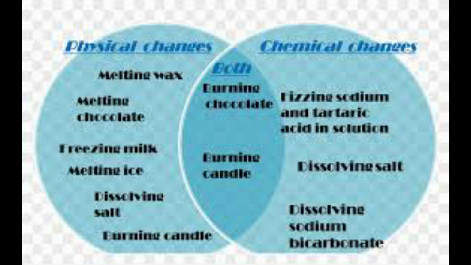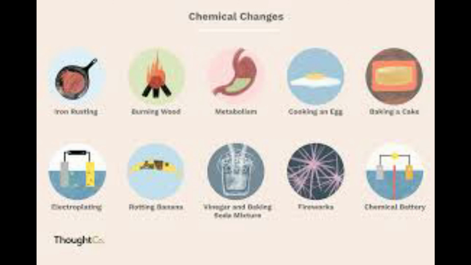Now we are going to see what the chemical changes are. Those changes in which a new substance is formed are called chemical changes. In these chemical changes, the substances involved change their identity. They get converted into entirely new substances. The new substances cannot be returned to their original form. This means chemical changes are usually irreversible, whereas physical changes are reversible.